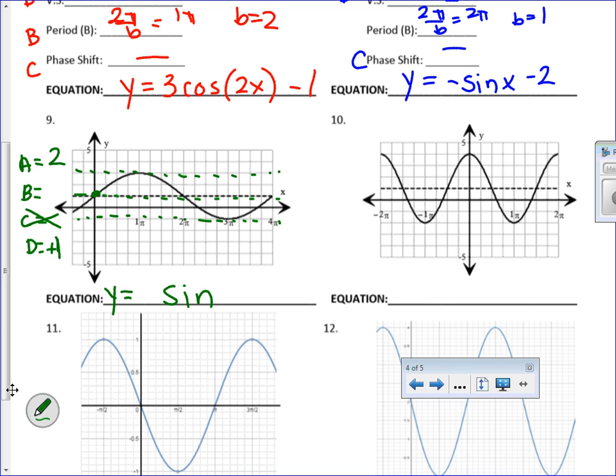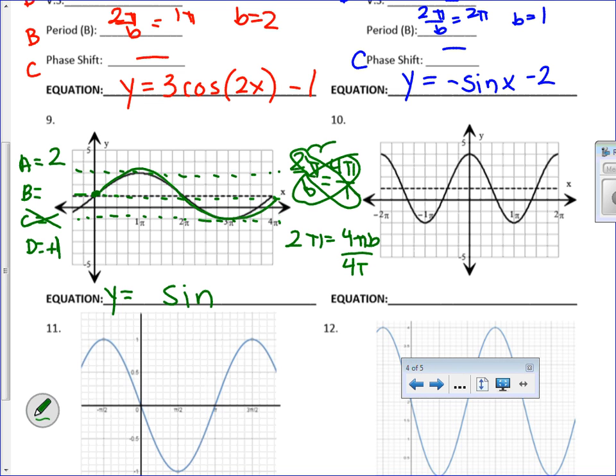So for your B value, you have to do 2 pi over B is equal to, look at this. I went up, down, back to the middle. I made it all the way to 4 pi. So that's 4 pi over 1. Cross multiply, 2 pi is equal to what? 4 pi B. And this is where people mess up, don't mess up. What does B equal? Yeah, 1/2.